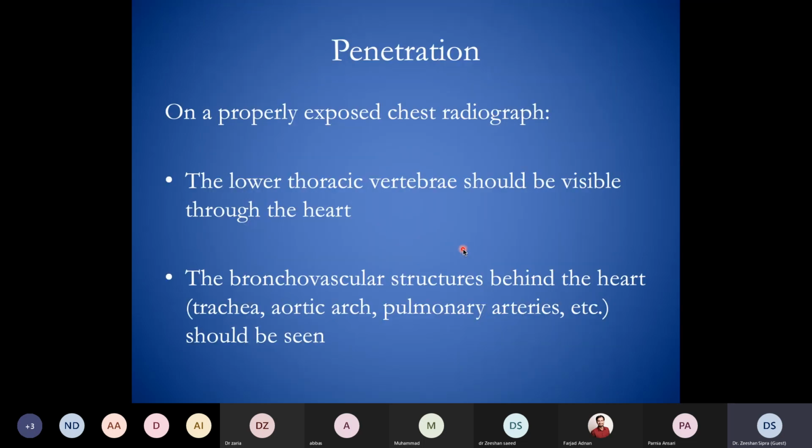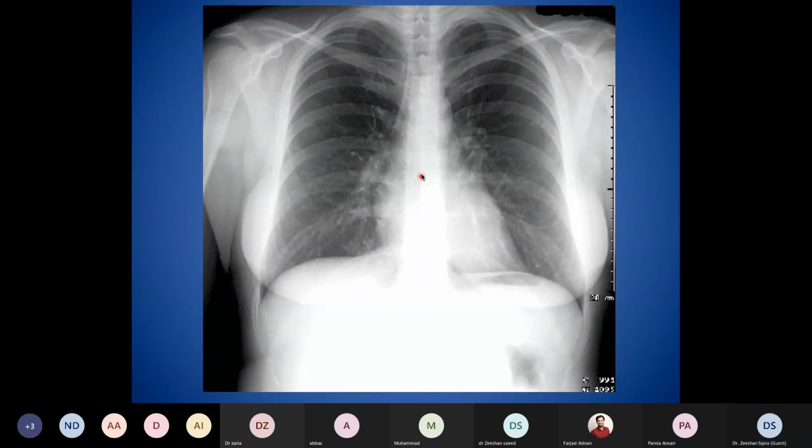Further, I'll move on to penetration. In a normal radiograph, I hope you can appreciate there are vertebrae behind the shadow of the mediastinum. We can count these vertebrae. This is another vertebra, this is another vertebra.